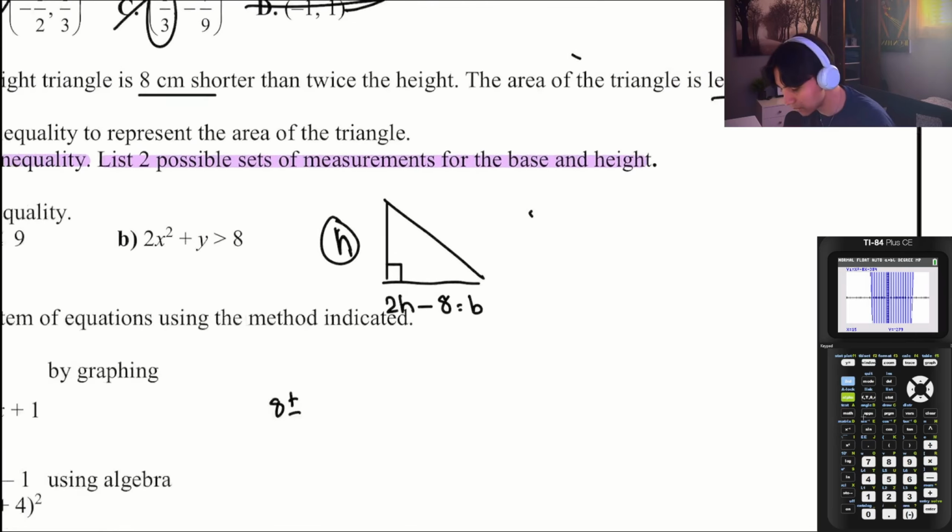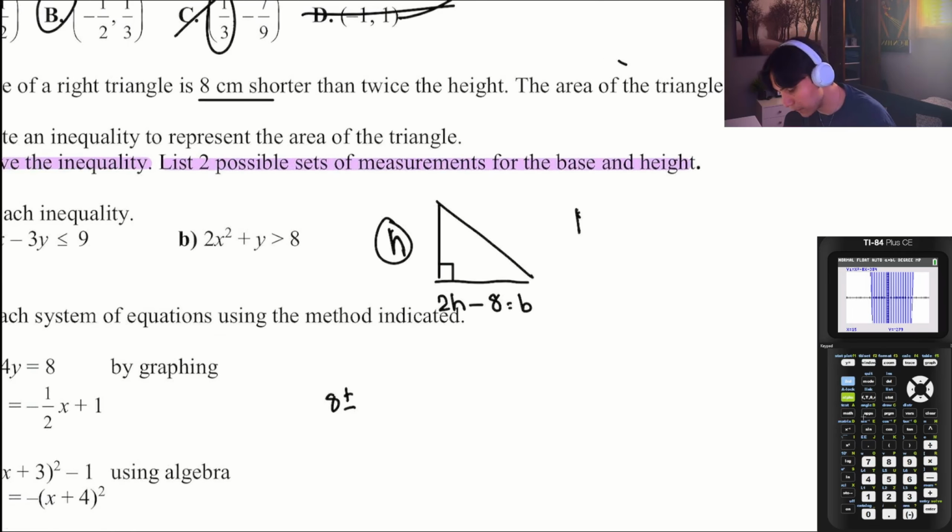So the way we do this is, remember, 192 is equal to our area. What is the area of a triangle equal to? Base times height divided by 2. Do we have our base and our height? Most definitely we do. So we have h times our height over here, which is 2h minus 8. And that's going to be divided by 2.